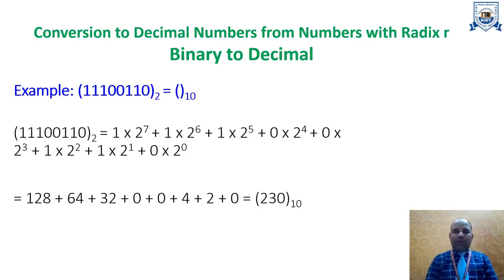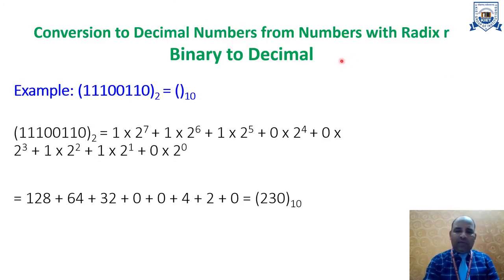So up to this moment, dear friends, we have understood how we can convert a number in the decimal system to any other number system. Whether it is octal, hexadecimal, binary, or in fact a number with any radix r. Now we will reverse the problem.